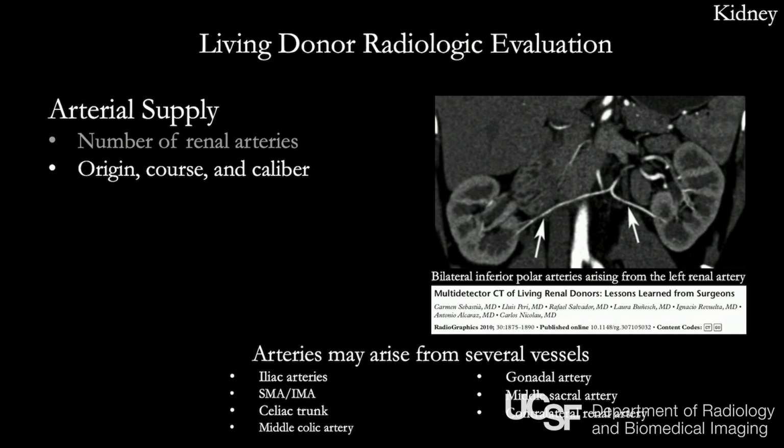And here's an example of bilateral inferior polar arteries arising from the left renal artery. These things may arise from all kinds of different nearby vessels in the abdomen. And here in green are just some of the variations that I've seen in my practice: iliac arteries coming off the celiac trunk, gonadal artery, and the middle sacral artery, for instance.